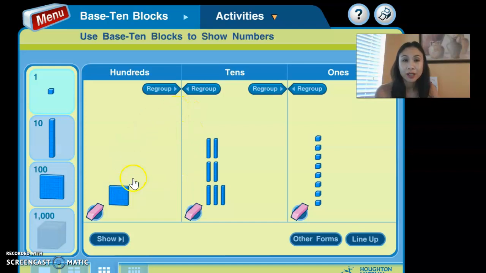We have 110, 120, 130, 140, 150, 160, 170, 171, 172, 173, 174, 175, 176, 177, 178. Let's see if we did it. And that is it.